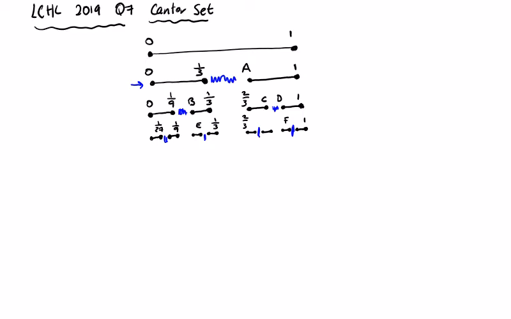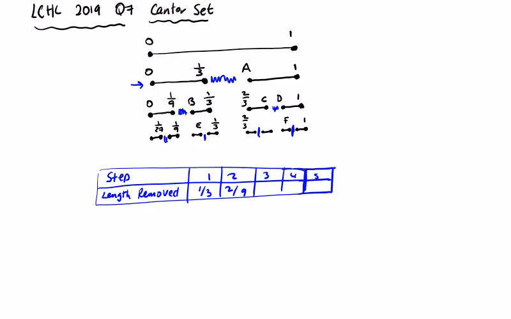So what does the question ask us? It says complete the table below to show the length of the line segments removed at each step for the first 5 steps. So let's see how much is removed for each of the first 5 steps. So this is the table we were given. We were given the answer to the first stage, 1/3.